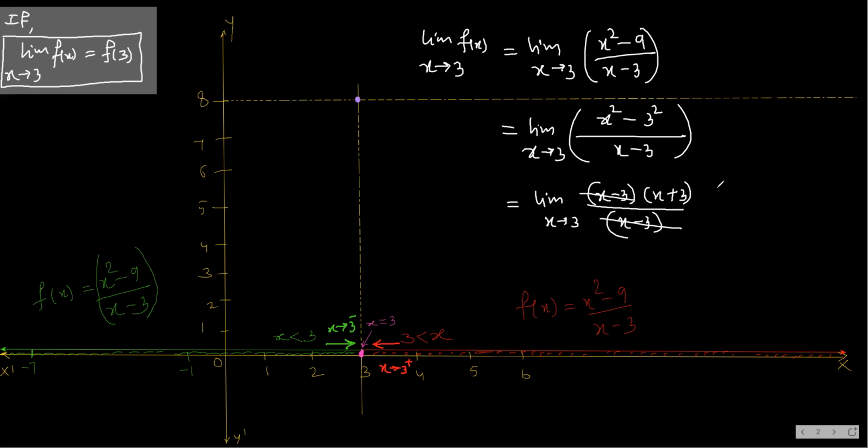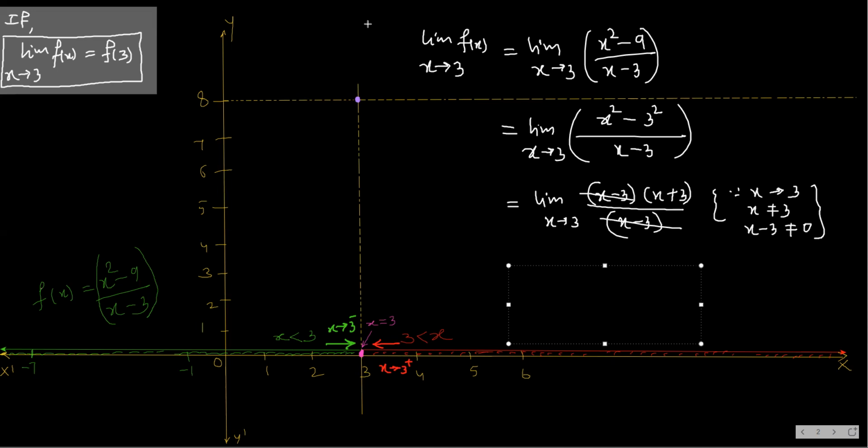I write here, since x tends to 3, x is not equal to 3, so x minus 3 is not equal to 0. So cancellation of the factor is allowed, because what I cancelled is not 0, it is only approaching 0. So the next step is limit x tends to 3 of x plus 3.